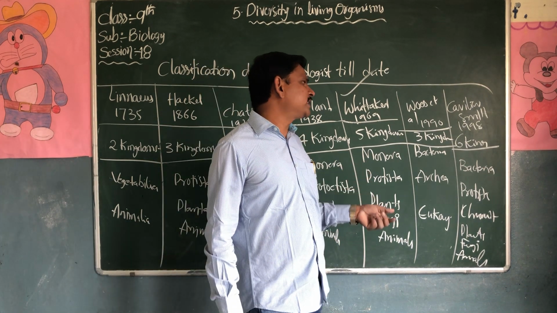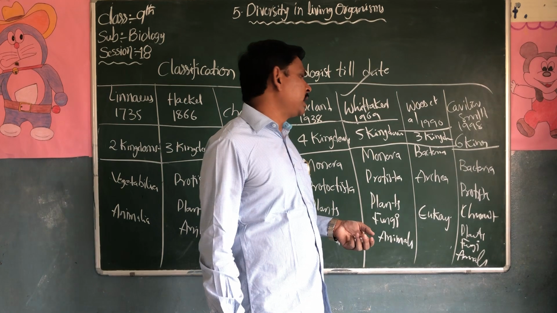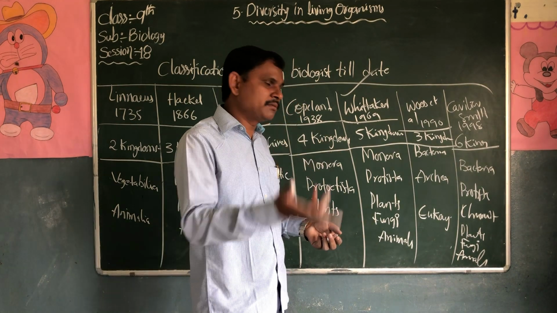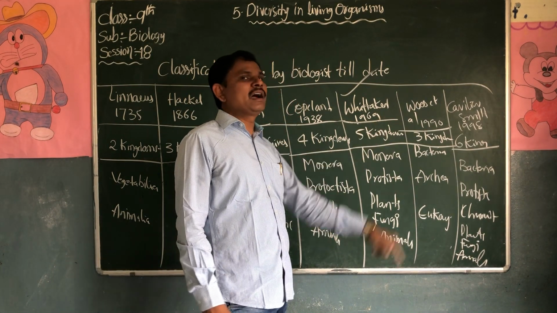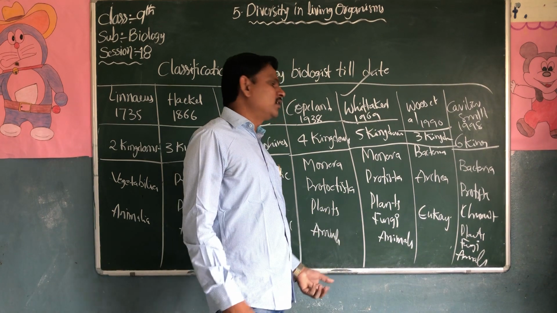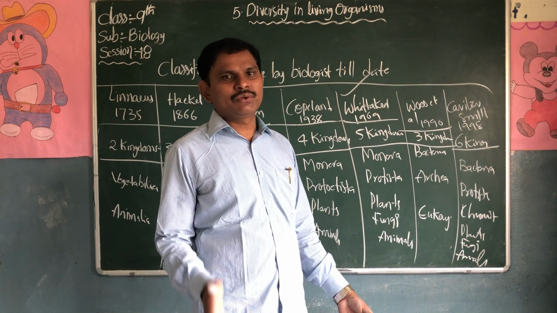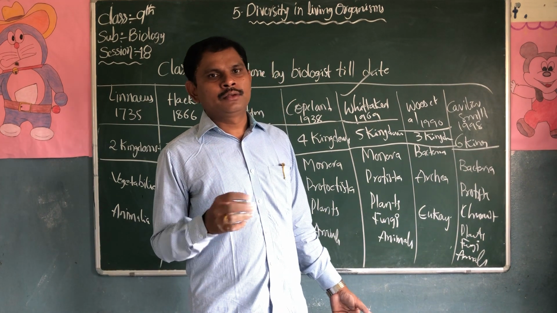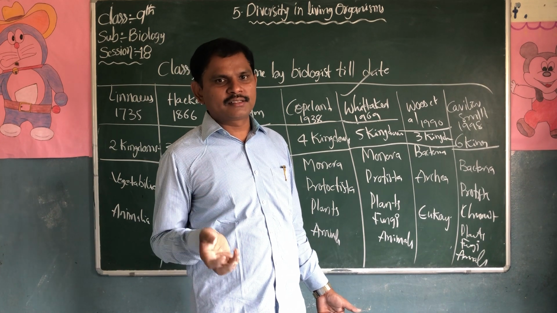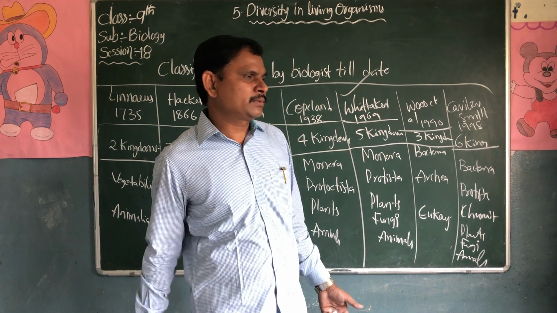Next, Woese et al. came in 1990. He divided 3 kingdoms: bacteria, archaea, eukaryotes. So for their opinion, their understanding, their research, they gave different names.